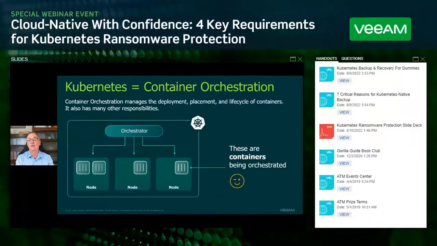Now, Kubernetes is not the only orchestration engine for containerized environments, but it is the industry's leading one. It's the one we're focusing on in today's webinar, and it's also the one that Veeam's product around protecting containerized workloads focuses on, and that's Kasten K10.